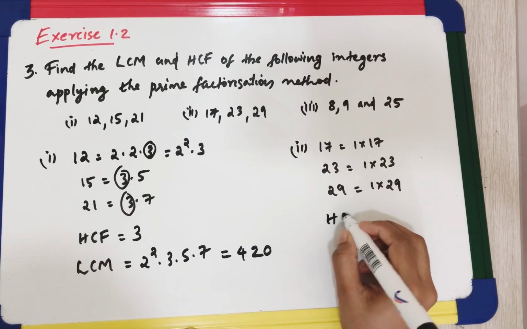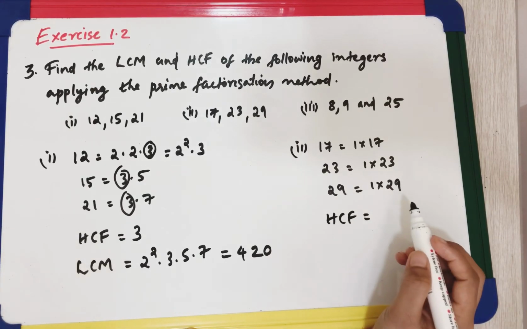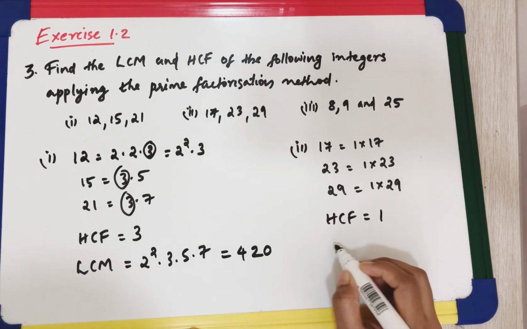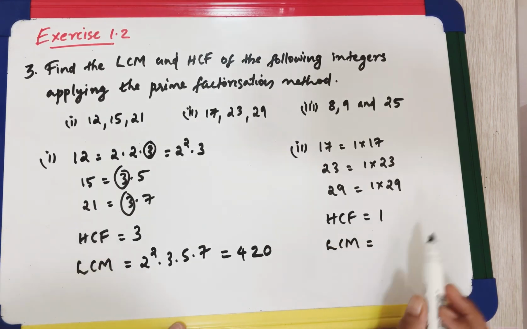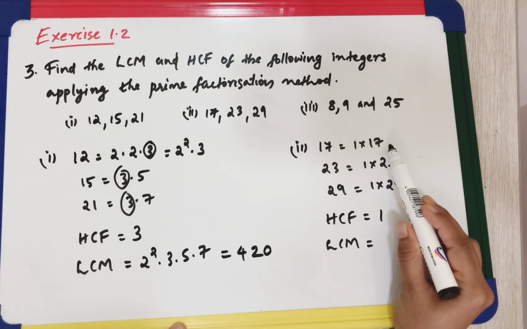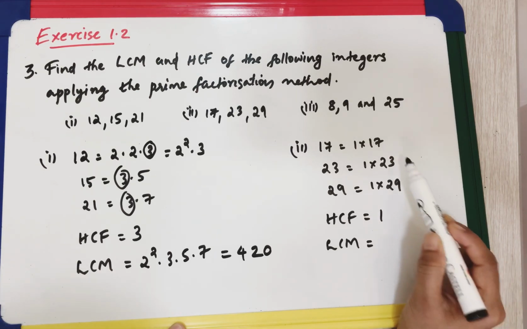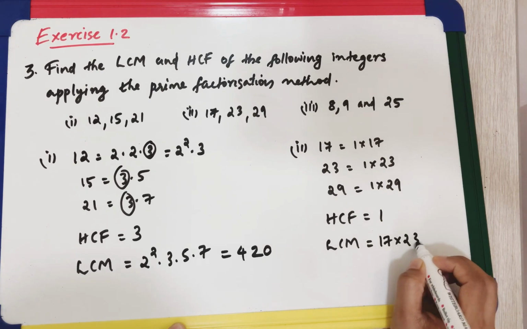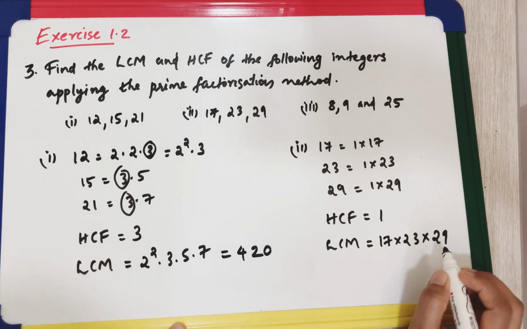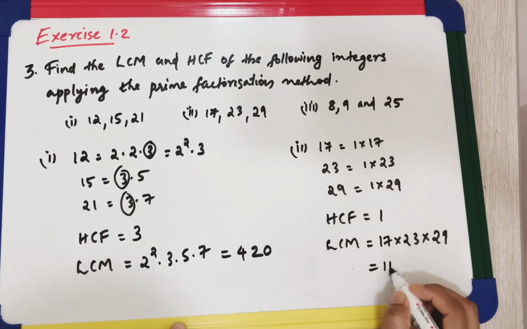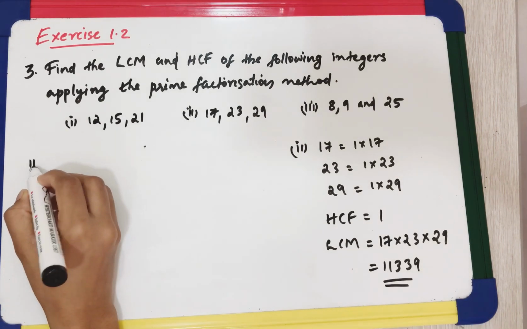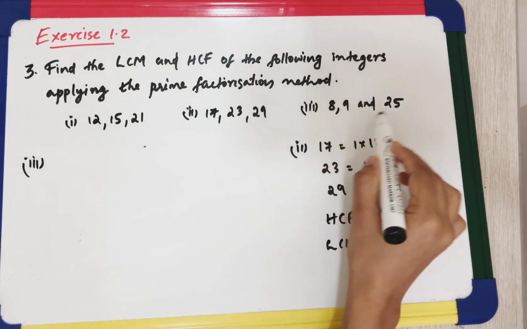Therefore HCF is equal to the common factor 1 only. HCF is equal to 1 and LCM is equal to the prime factors involved in their factorization, which are those numbers itself. Therefore, their product is its LCM. 17 into 23 into 29, which is equal to 11,339.